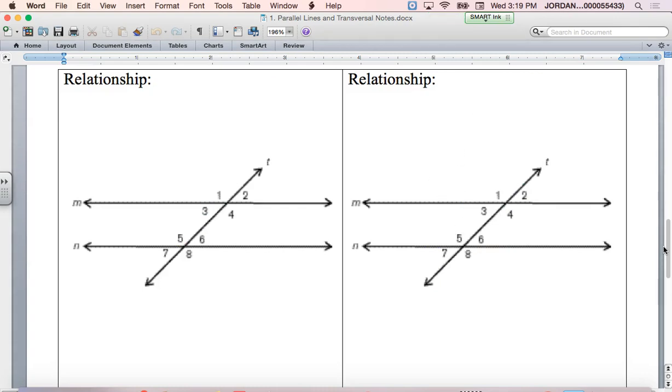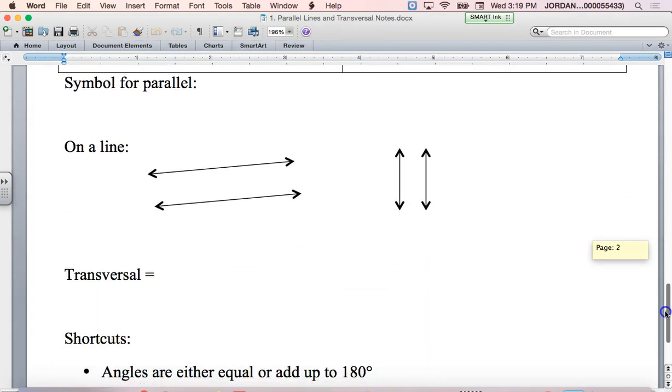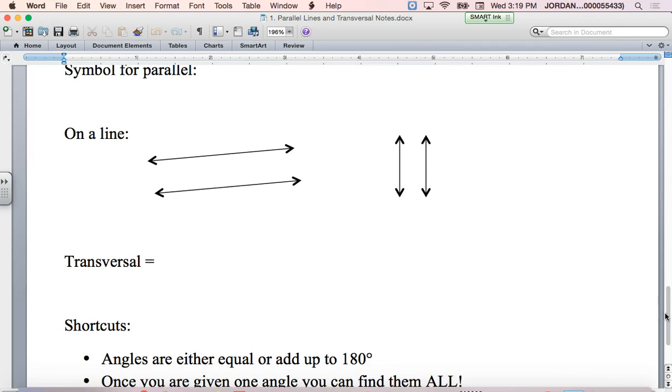Okay, so let's just finish this up real quick and then we'll do some practice problems. All right, the symbol for parallel that you'll see is this. So if I want to say line AB is parallel to line CD, I would write this. So these are my 2 lines, and then I would put parallel lines right there. So the way you would read that is line AB is parallel to line CD. That's what the symbol is that we use for parallel.